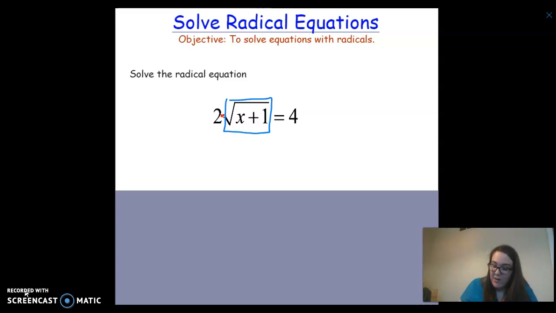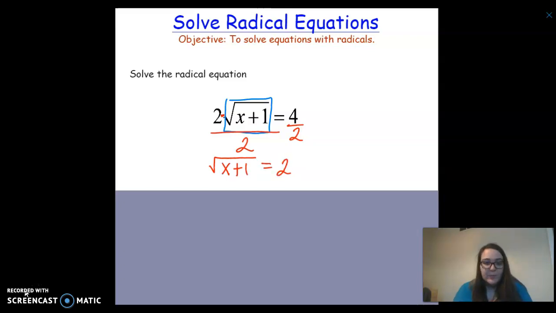Because it says 2 times, I'm going to do the opposite. If you were thinking, I would probably divide by 2 first, you were correct. So now I have the square root of x plus 1 equals 2. Now that I have the square root by itself, we know that the opposite of an x squared equation meant to square root. The same is true here: the opposite of square root means maybe I can square both sides.